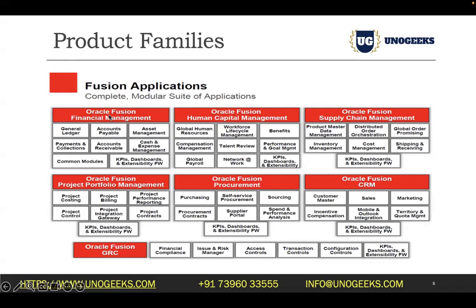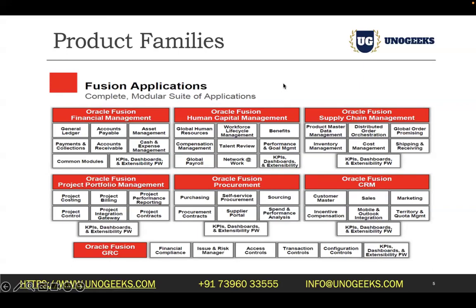For example, if you go to financials, you have GL, AP, AR, fixed assets, cash management, and so on. And if you go to HCM, which is of interest to us, you have global HR, payroll, compensation, goals, performance, absences, and so on. If you go to other product families, you will see the relevant modules there. Now, these are the product families that Oracle offers in cloud.